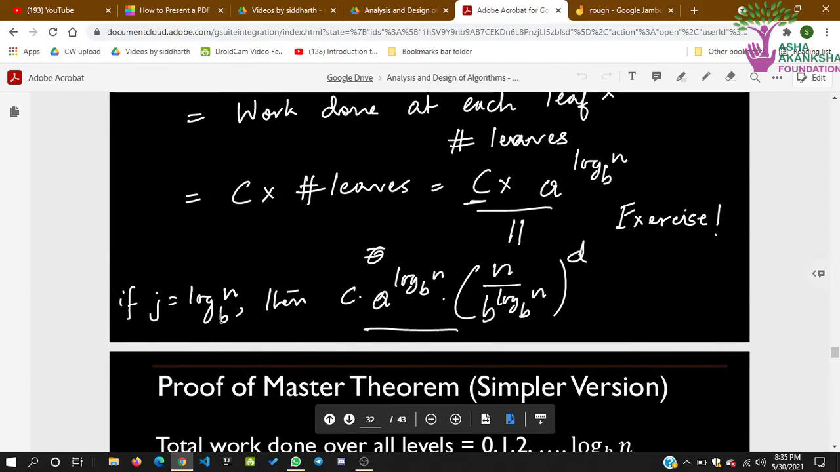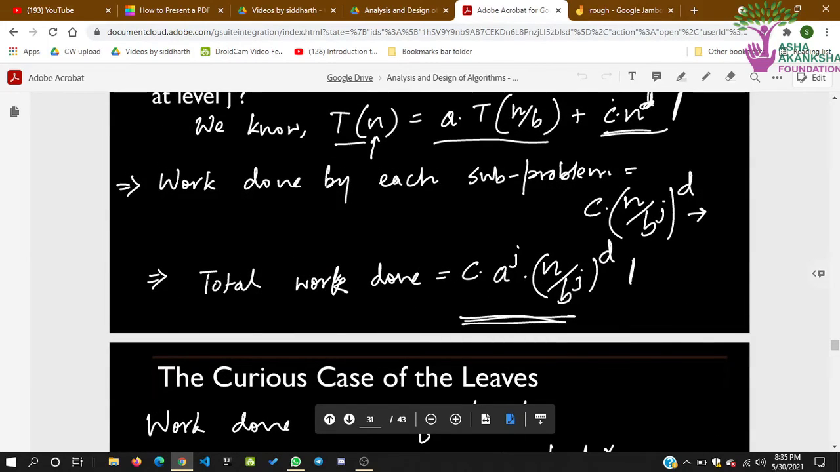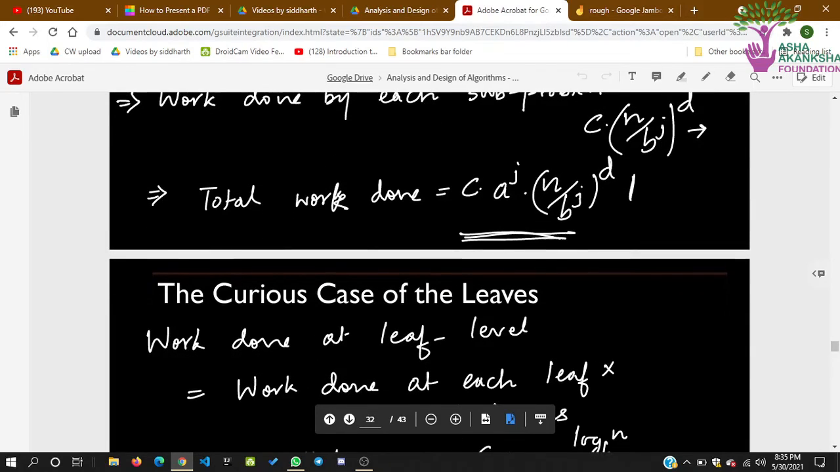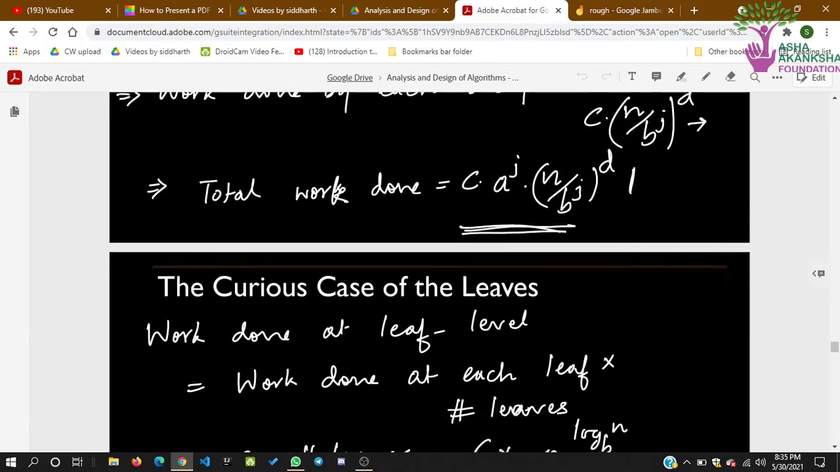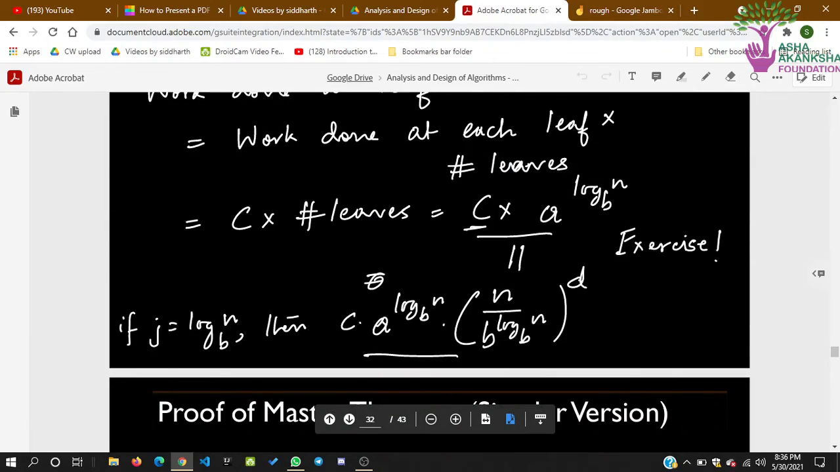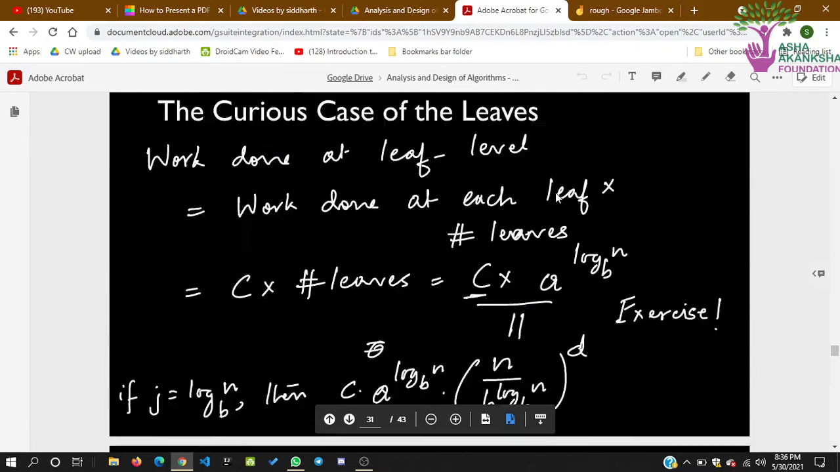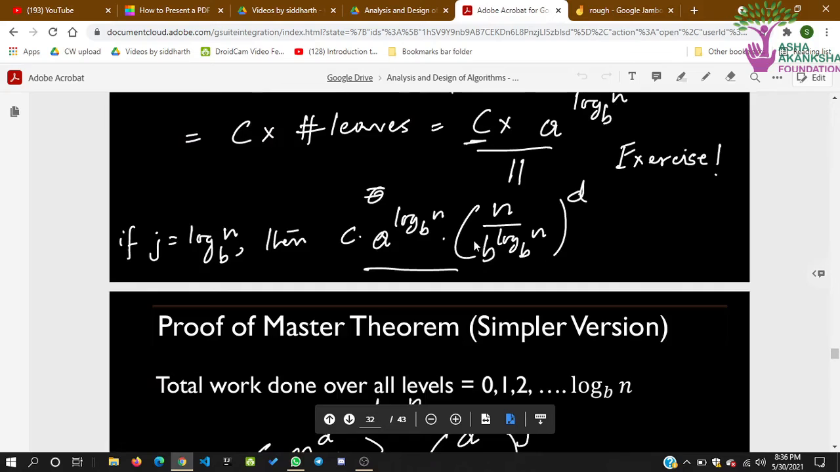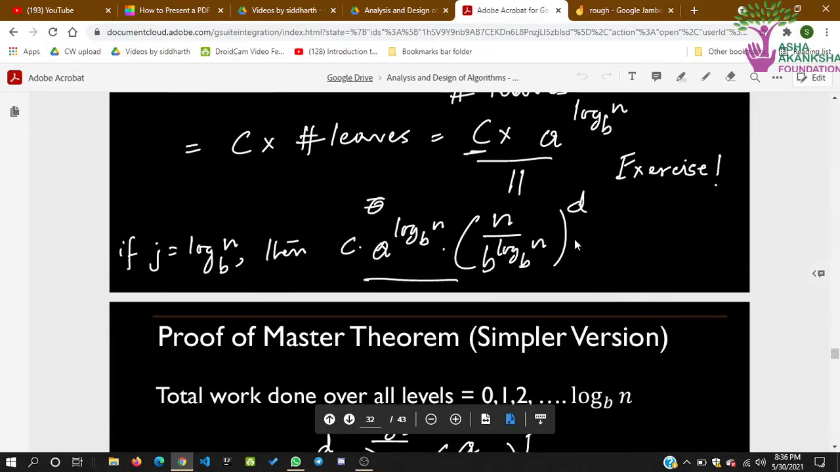Like j is equal to log_b n. Then, like we deduced in the previous slide, the total work done at any particular level j is equal to this formula, where j is the level. Now at the leaf level, j is equal to log_b n. We substitute it in the original formula and we get this thing, and this is the amount of work done at the final leaf level. And we just have to see that this can be equated to this thing only.